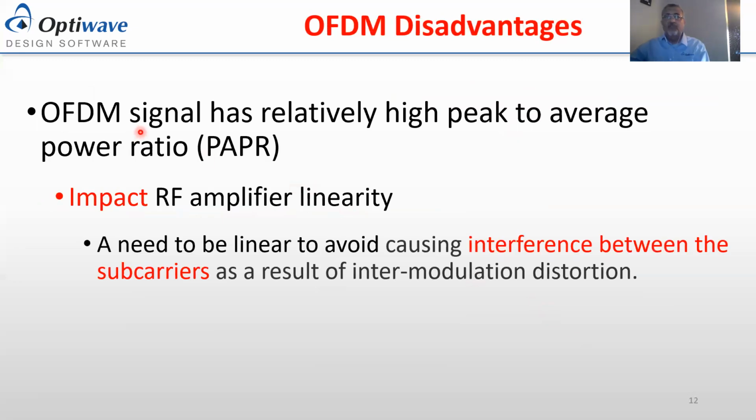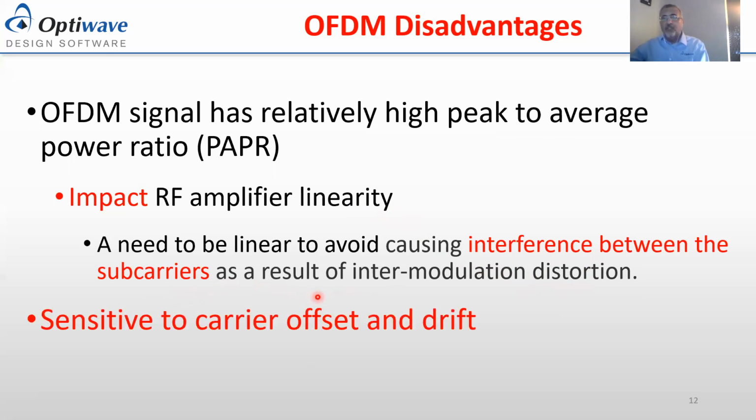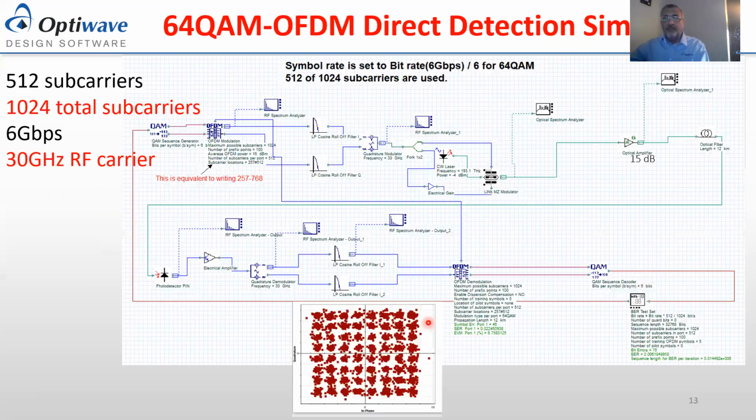The main disadvantage of OFDM is that the OFDM signal exhibits a high peak power to average power ratio, and that could put a constraint on the system to make it operate in the linear region. If it is not working in linearity, then there would be intermodulation distortion causing interference between the subcarriers, and thus the system performance degrades. Also, another issue is that these OFDM signals are sensitive to carrier offset and drifts.